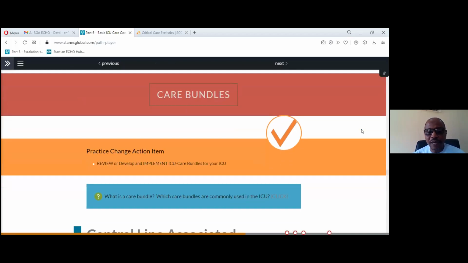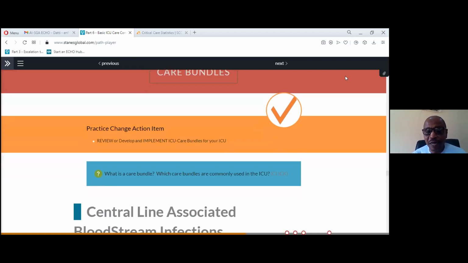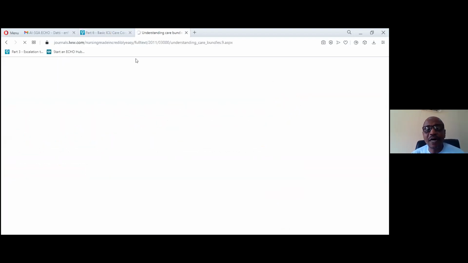The next thing you have is care bundles, the different types of packages that you can have in ICU when you want to develop your own ICU. You have to choose the bundle that will work for you. And the practice change here is to review or develop and implement ICU care bundles for your ICU. Let us quickly click, because we don't have time, to see what kind of bundles are available as a reference. So when you go to that great article, you want to see the kind of bundles that are available that you can adapt to your settings.